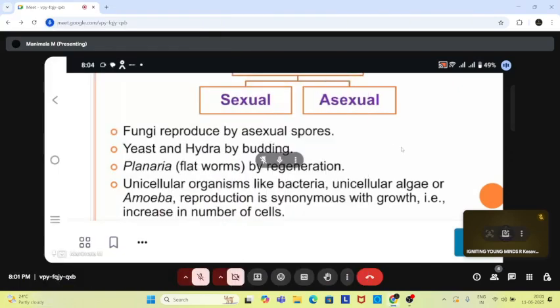It lives in water. Have you observed it or not? A green-colored filamentous structure that you can see in water bodies. Have you seen it?